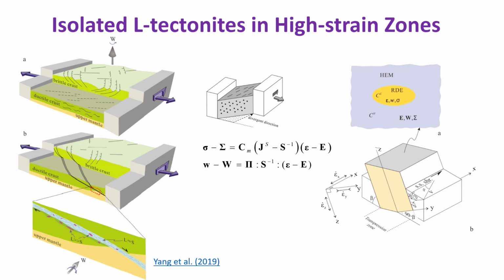Oblique divergence boundary conditions in nature likely produce shallowly dipping shear zones in the ductile lithosphere rather than homogeneous transtension. Isolated L-tectonites can develop in rheologically strong rock units due to partitioned flow.